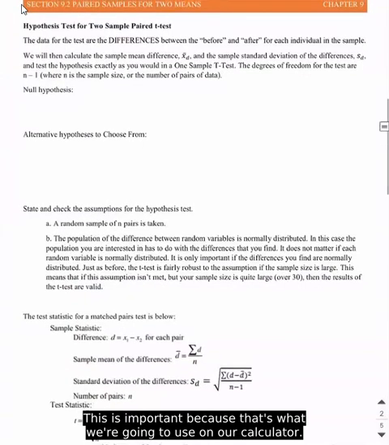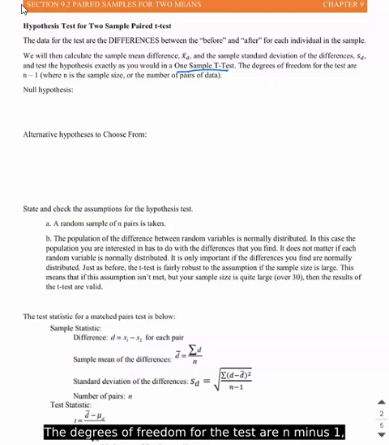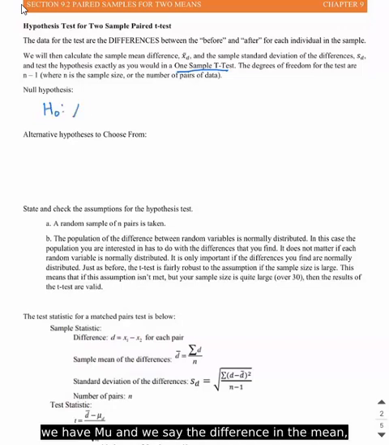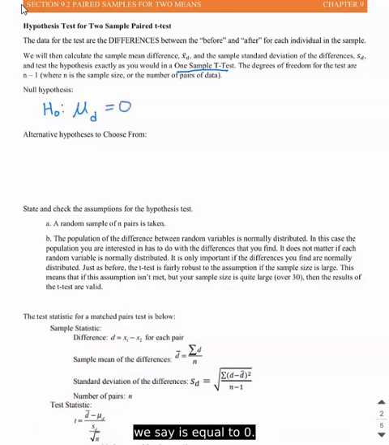This is important because that's what we're going to use on our calculator. The degrees of freedom for the test are n minus 1, where n is the sample size or the number of pairs of data. So for my null hypothesis, H naught, we have mu sub d, the difference in the mean, equal to 0.